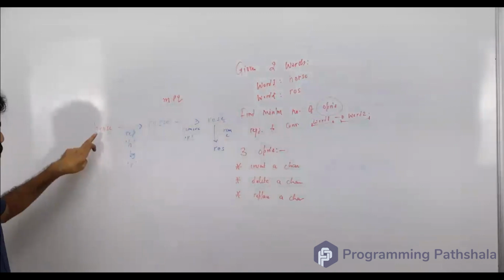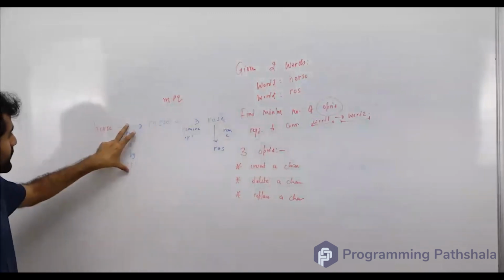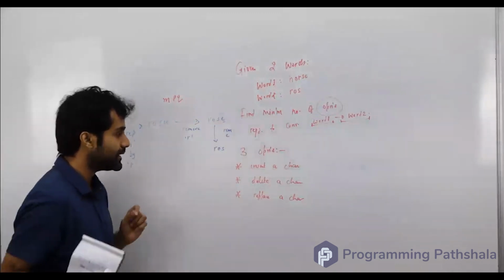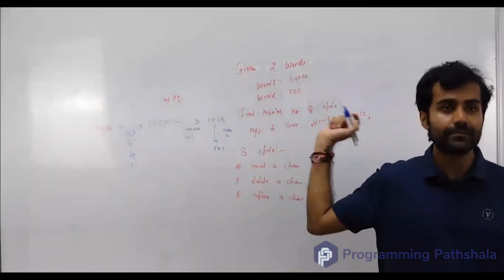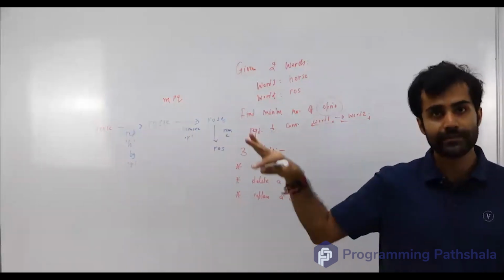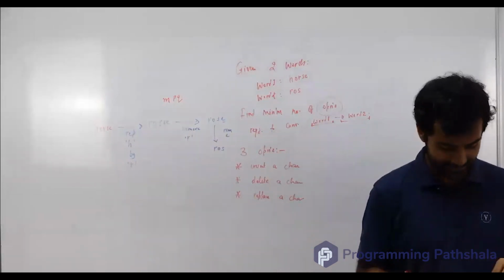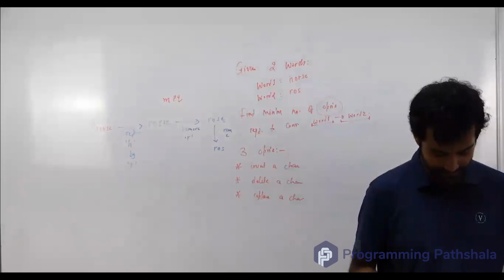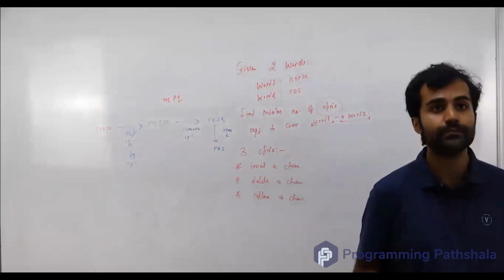So you landed from horse to ros by just performing 1, 2, and 3 operations. So your answer is going to be 3. I'm sure that you can't do this transformation from horse to ros in fewer than 3 steps. You have to perform at least 3 steps. Does that make sense to all? Yes or no?